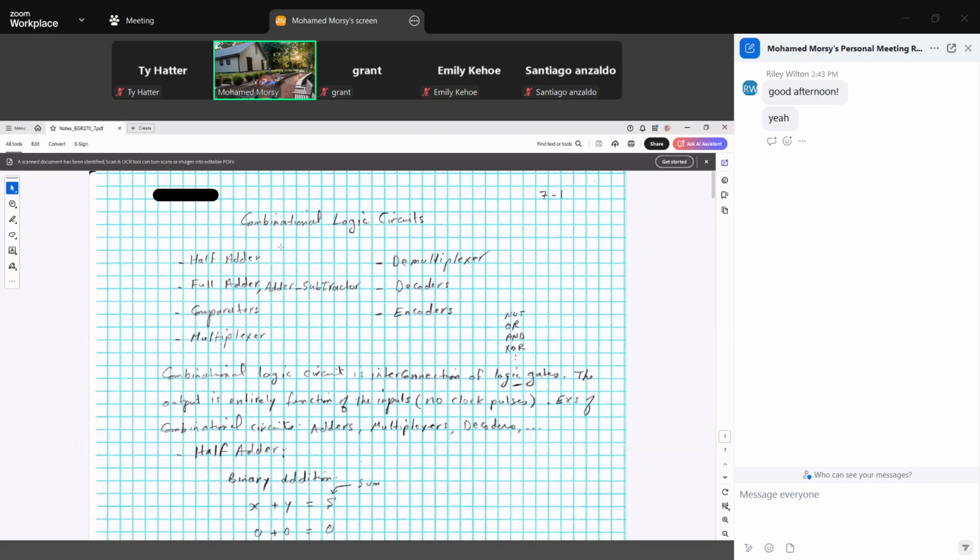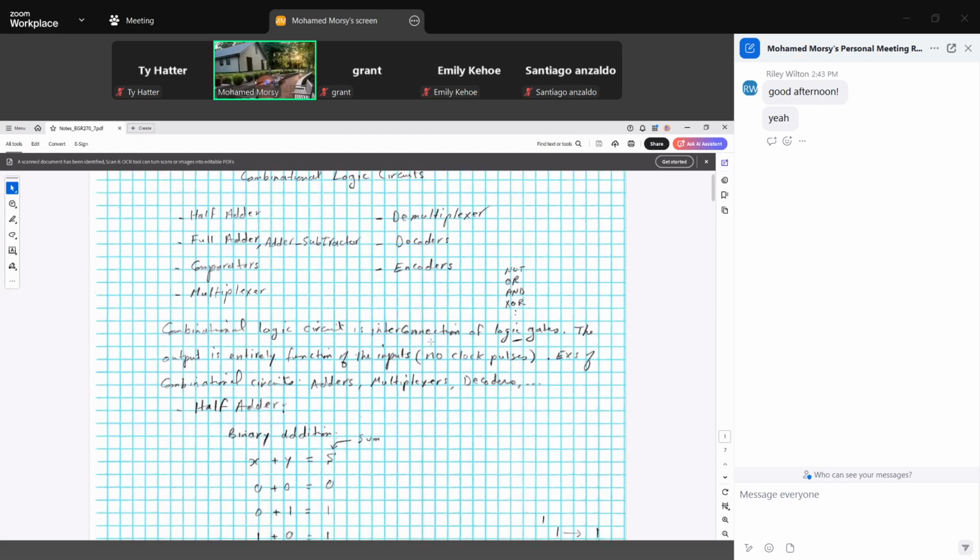So we'll talk about combinational logic circuits today. We have 2 types of circuits in digital design: combinational logic circuits and sequential logic circuits. Today we'll talk about combinational logic circuits. Combinational circuits include adders, full adders, subtractors, comparators, multiplexers, demultiplexers, encoders, decoders. These are examples of combinational logic circuits.